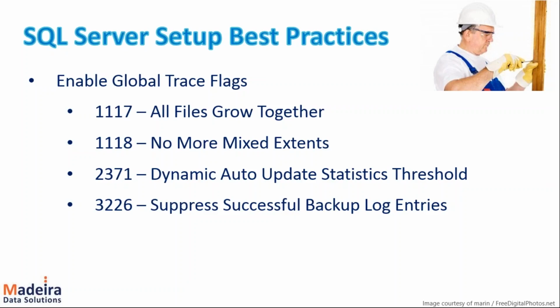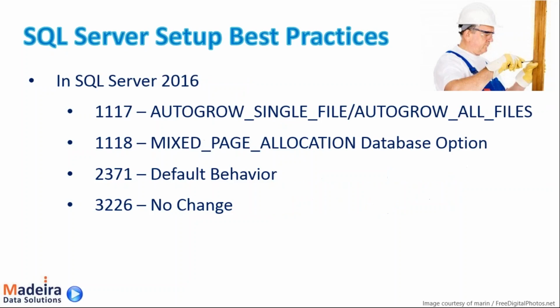Backup was completed successfully. Now, in SQL Server 2016, something has changed. Instead of trace flag 1117, you can use the ALTER DATABASE command with AUTOGROW_SINGLE_FILE or AUTOGROW_ALL_FILES to set those values. Instead of trace flag 1118, you can use the database option MIXED_PAGE_ALLOCATION. Trace flag 2371 in SQL Server 2016 is now the default behavior, so you don't need to use a trace flag anymore. And there is no change regarding trace flag 3226, so you still need to use it as a global trace flag in SQL Server 2016.